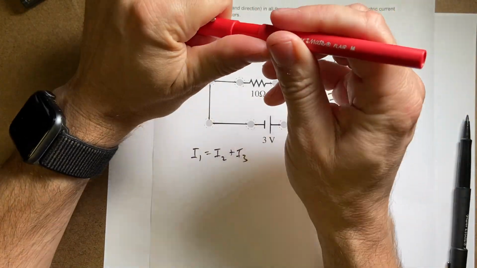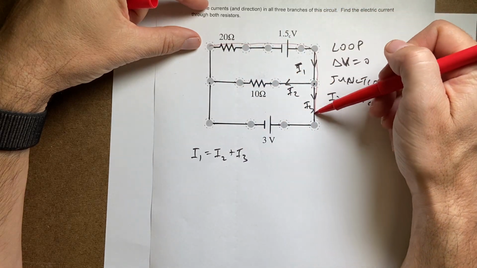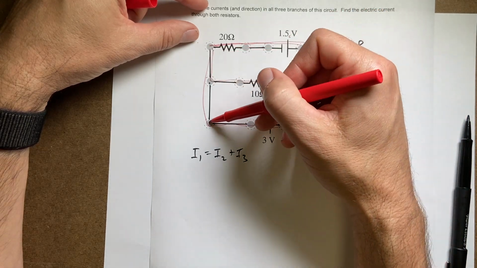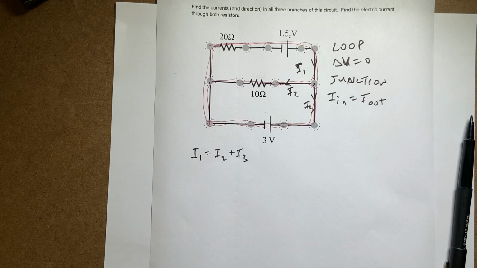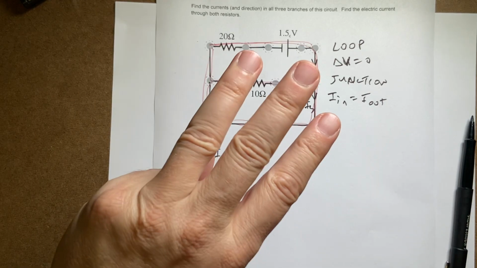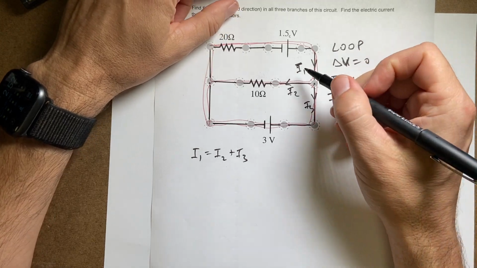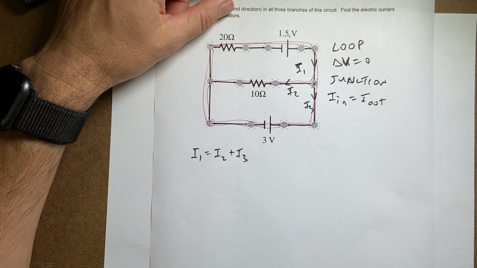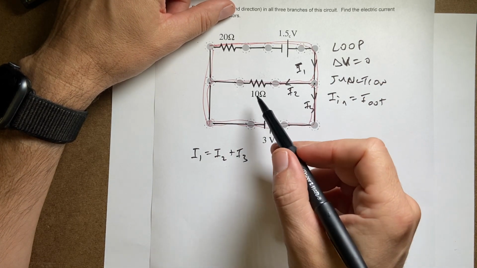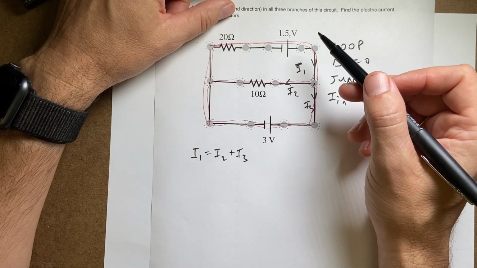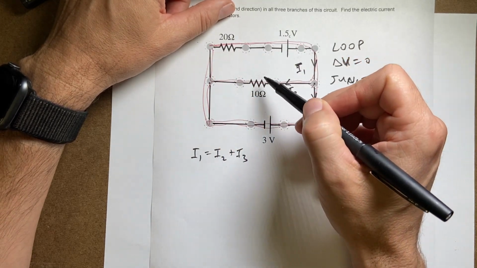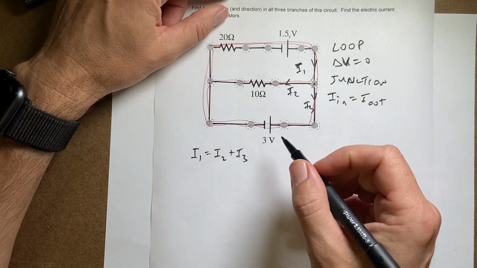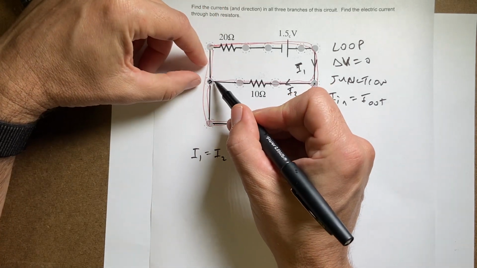Now I actually have three loops here. I have this one, I have this one, and I have this one. And I need two more of those loops because I need three equations to solve for three unknowns. So let's just use this loop right here, and then I'm going to use this loop right here. You can do it any way you want, but I have a little bit of foresight here to see what might happen. So let's start right here and go around.